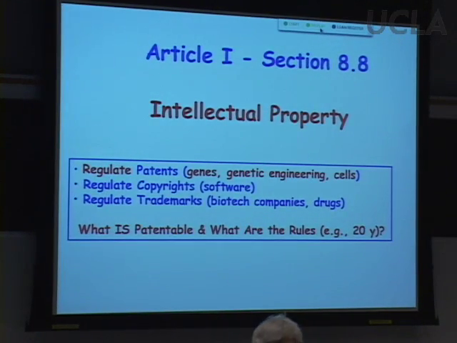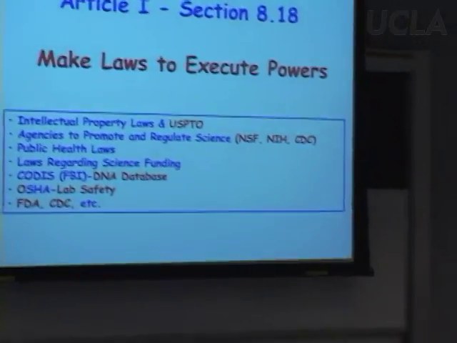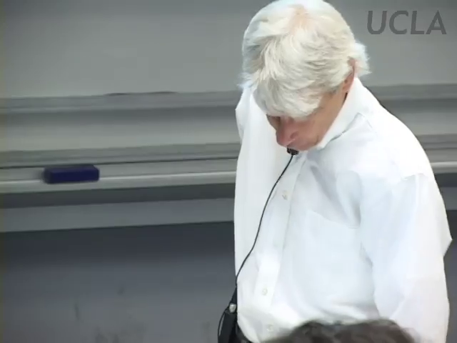Intellectual property we're not going to talk about specifically today, but clearly we can have laws at the federal level that regulate genes, patents, genetic engineering, cell patents, copyright, software dealing with DNA analysis, biotech companies, drugs, all of these different things, because the federal government says what is patentable and what is not patentable, because again, that's a federal constitutional right. And again, we've talked about making all these laws: the USPTO, NSF, NIH, CDC, CODIS, the Combined DNA Index System for the FBI, the FDA. All of this stuff is making laws to execute the foregoing powers.